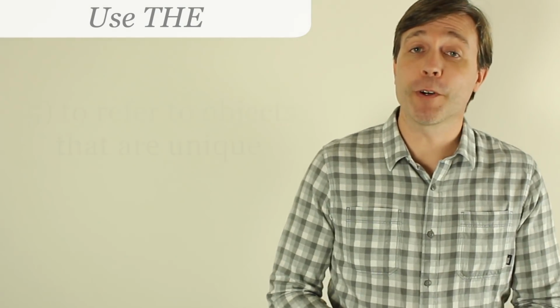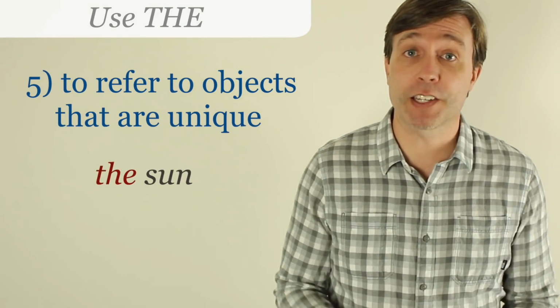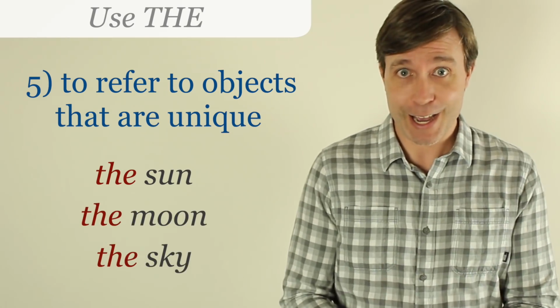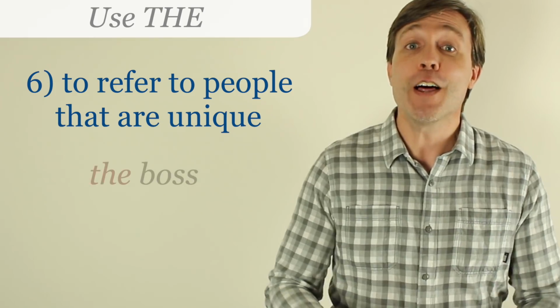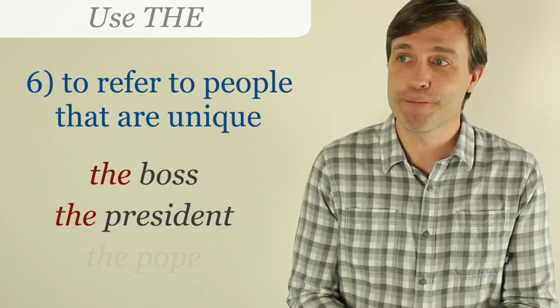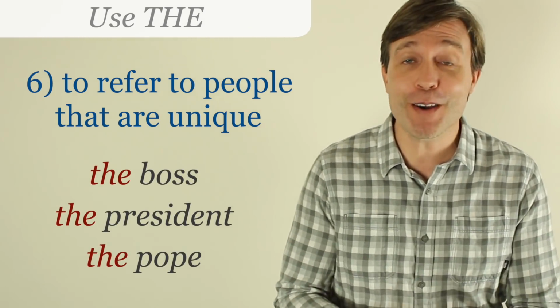We use the to refer to objects that are unique. The sun, the moon, the sky. We also use the to refer to people that are unique as well. The boss, the president, the Pope. Yes, there's only one Pope.